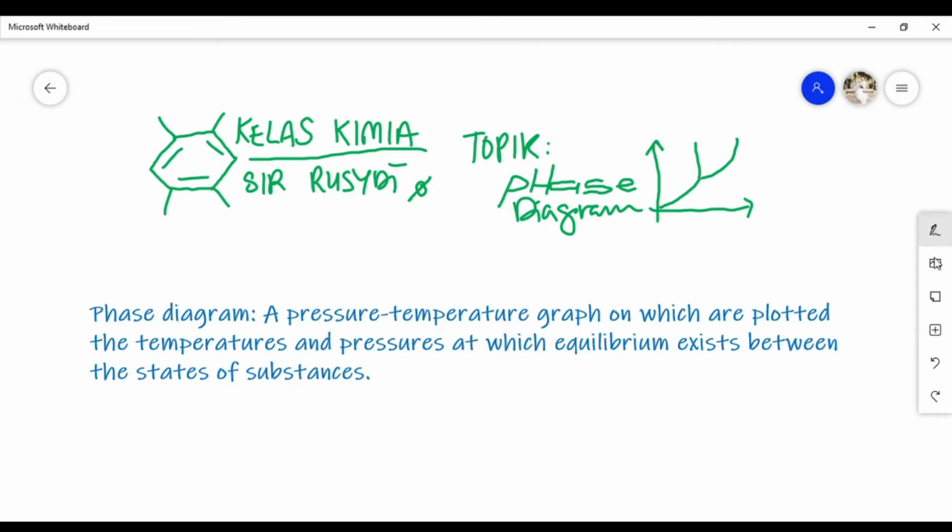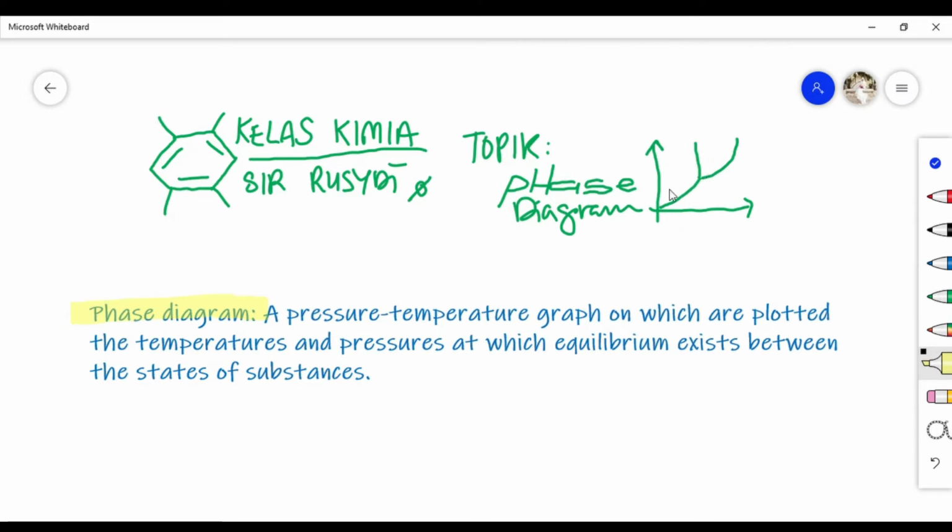Alright, so a phase diagram is a pressure temperature graph on which are plotted the temperatures and pressures at which equilibrium exists between the states of substances. Okay, so erti kata lain dia, kita nak tahu states of matter of a substance menggunakan graph. So kalau nak menggunakan graph, kita akan menggunakan phase diagram. Contoh macam yang ni yang saya lukis secara kasar dekat sini. So this is one of the examples of phase diagram.